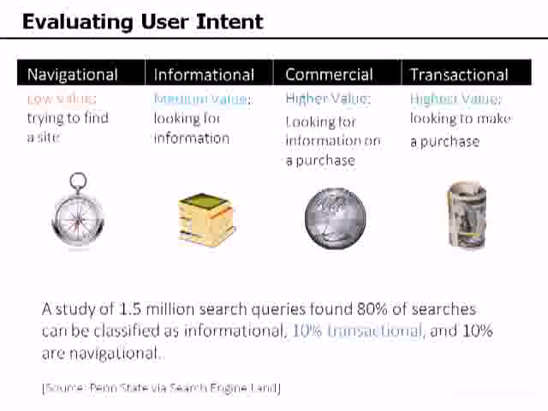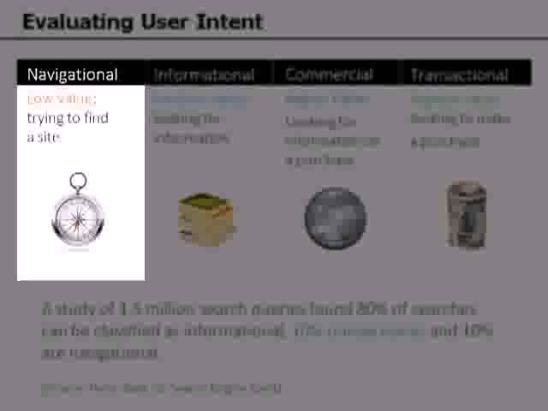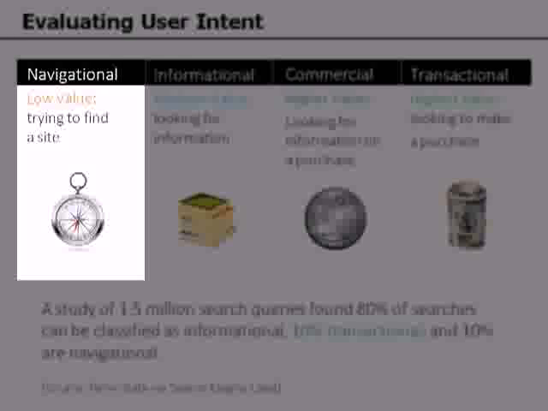We can evaluate user intent by looking at 4 different types of searchers: navigational, informational, commercial, and transactional. And each of these have different values at different times. A study from 1.5 million search queries revealed that 10% were navigational, meaning they were typing in www.hotmail.com into Yahoo, and that was a navigational search.